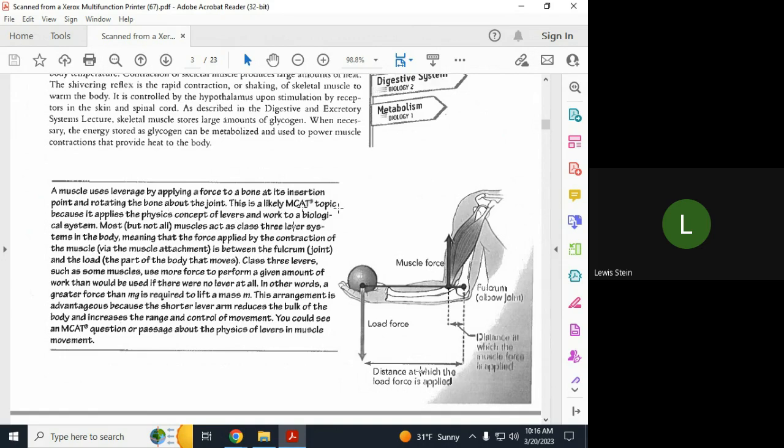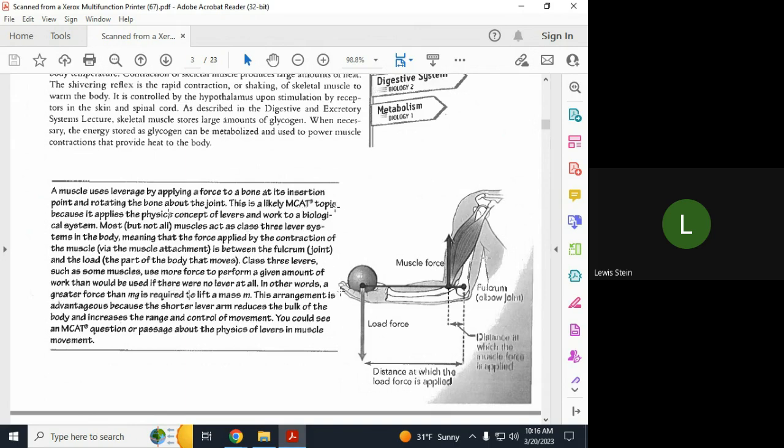Physical concept of levers: most but not all muscles act as third class, or class 3, systems, meaning that the force applied by the contraction of the muscle by its attachment is between the fulcrum and the load. So if you think of what your elbow is doing, here's the fulcrum, which is your elbow. Here's the load, let's say a heavy object you're lifting with your hand, and the force the muscle's exerting is in between the two of them. That's a good way to look at it.